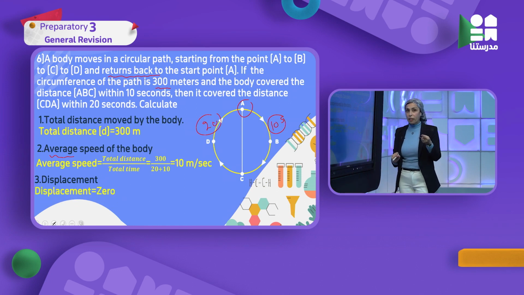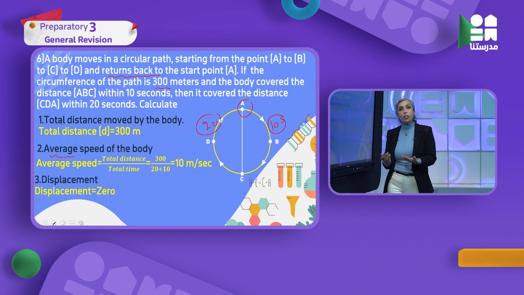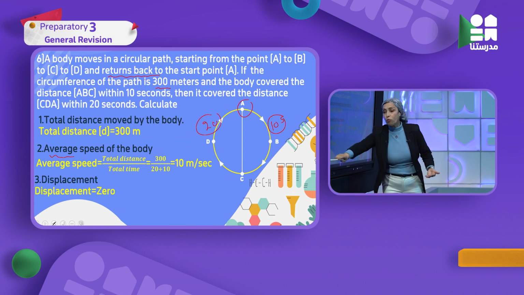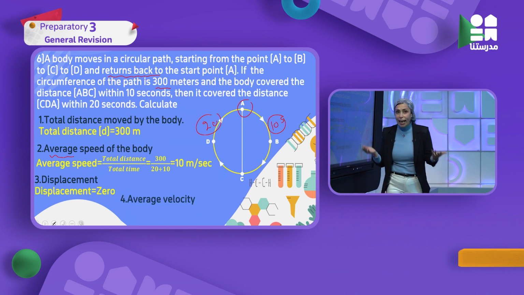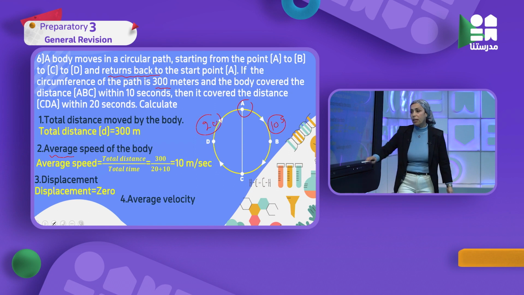Now I'm going to ask another question. What about the velocity here? If the displacement is 0, so of course the velocity is 0 because the velocity is displacement over time. 0 over anything is actually 0.